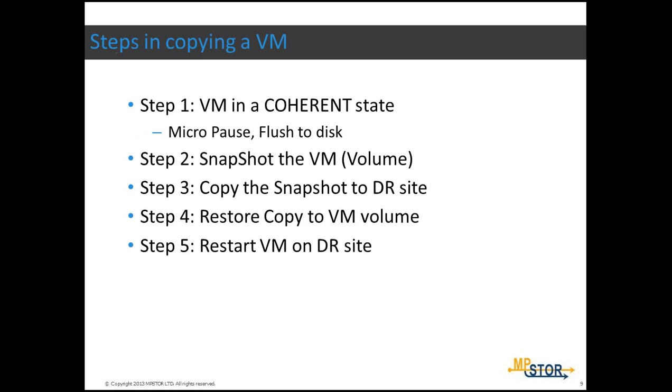So the steps in copying a VM are, first, get the VM into a coherent state. To do that you have to do a little micro pause, flush it all to disk, and snapshot the VM. We're making the assumption here that the virtual machine maps to a volume. That means that when we launch our VM in OpenStack, we're going to pick a particular option called boot from volume. Step 3, you copy that snapshot to the DR site, and we restore that copy to a VM volume, and then restart the VM on the DR site.